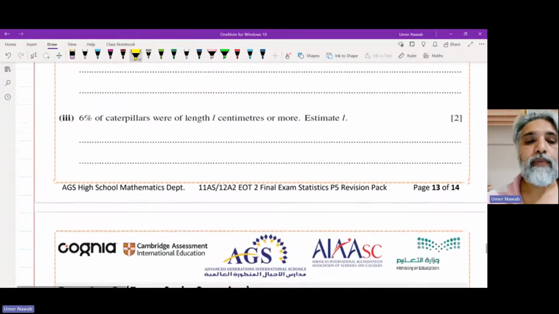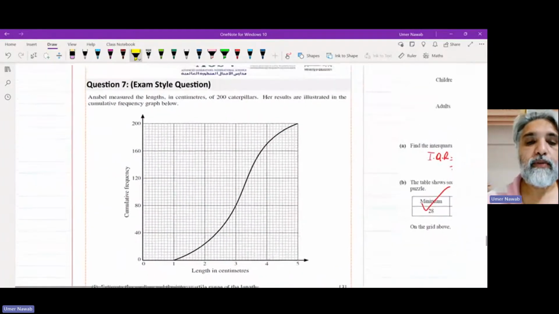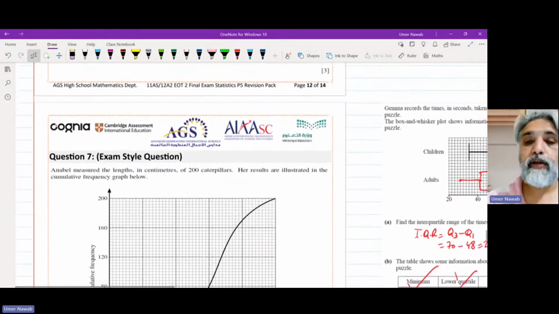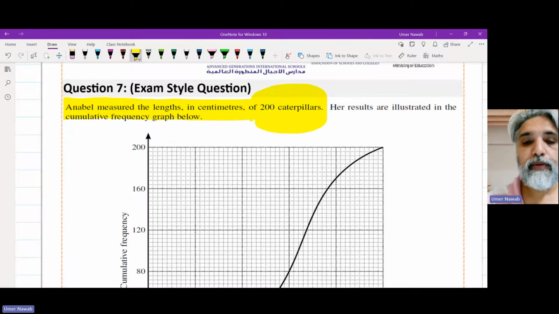So now I have brought for you the two questions which I put in the revision pack. Please come to page number 13. This is an exam style question. Enable measures the length of 200 caterpillars.